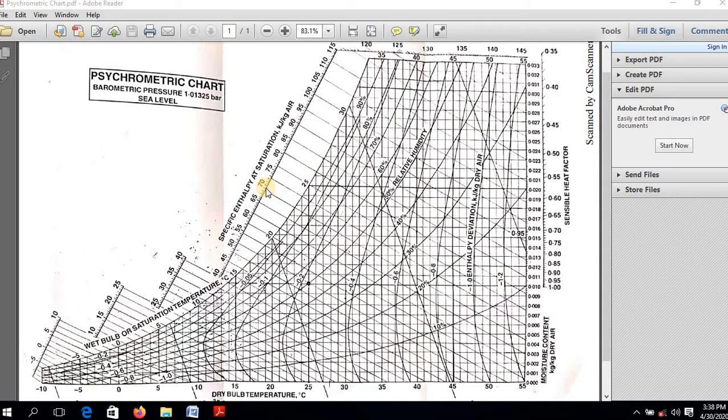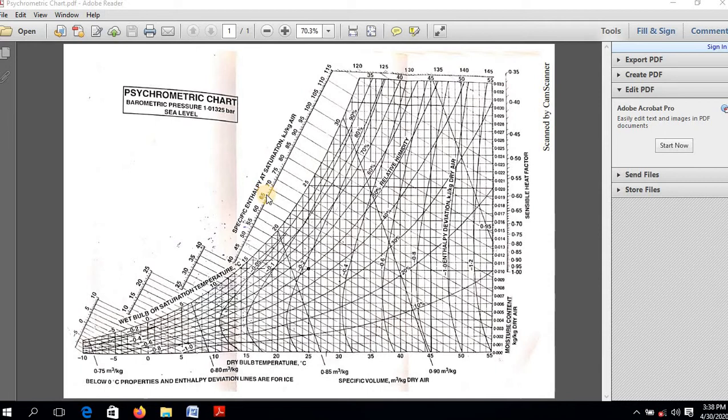Now again you can see another example: 25 degrees Celsius dry bulb temperature and 60% RH. Let us say this point. What is the value of V, the specific volume? You can find the value of V around here. So this is 0.85, 0.86 and around 0.87, so 0.87 meter cube per kg.